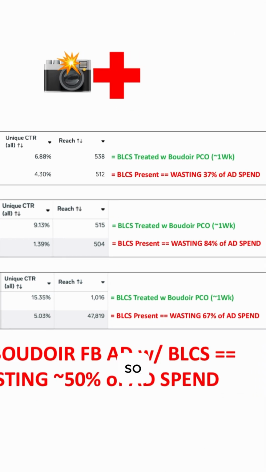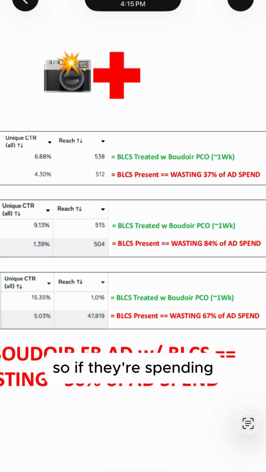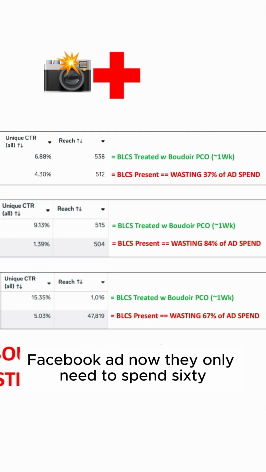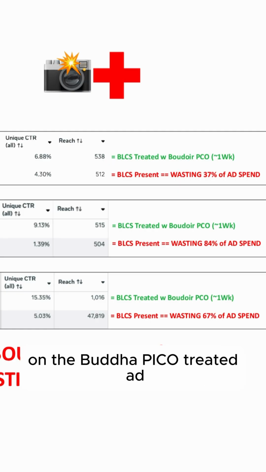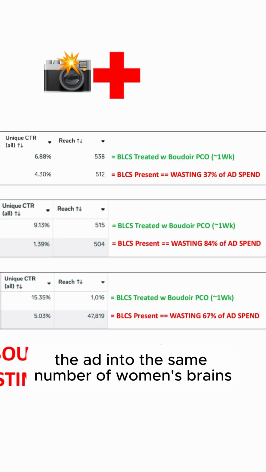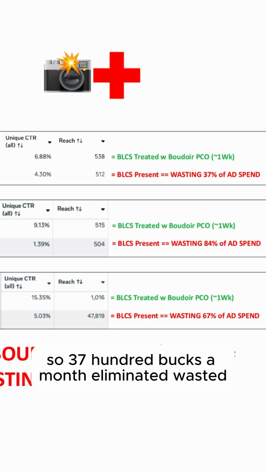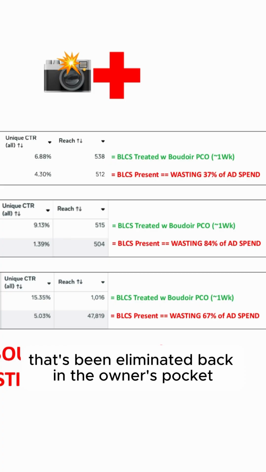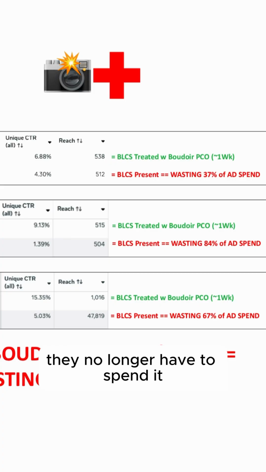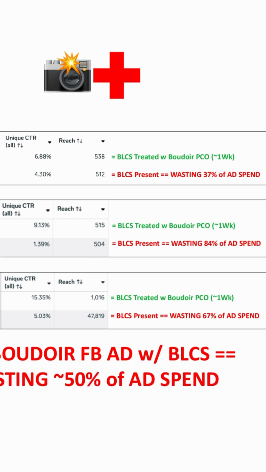Awesome. So we found out the original was wasting 37% of ad spend. If they're spending 10 grand a month on the original Boudoir Facebook ad, now they only need to spend $6,300 a month on the Boudoir Pico treated ad in order to get the ad into the same number of women's brains in both scenarios. So $3,700 a month of wasted ad spend eliminated, back in the owner's pocket. They no longer have to spend it, kind of like a phantom profit. And that's like 40K over the next 12 months without having to do any extra work.